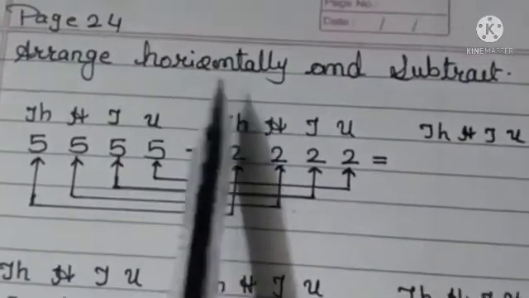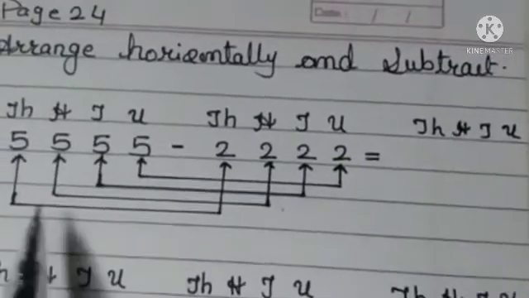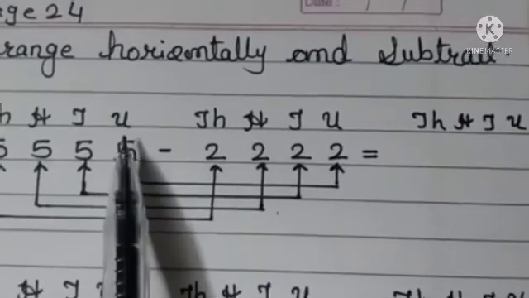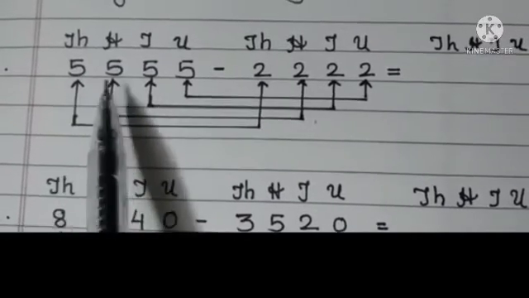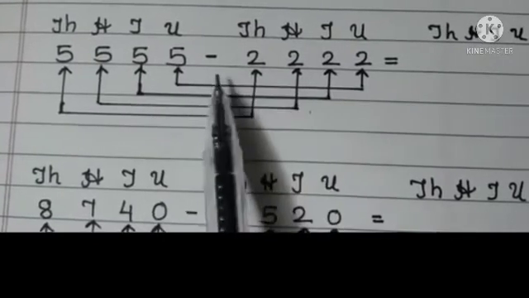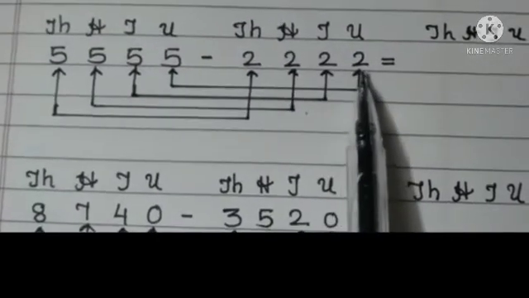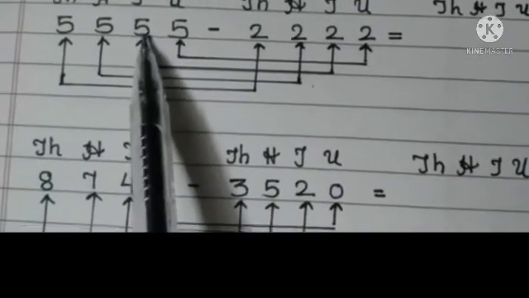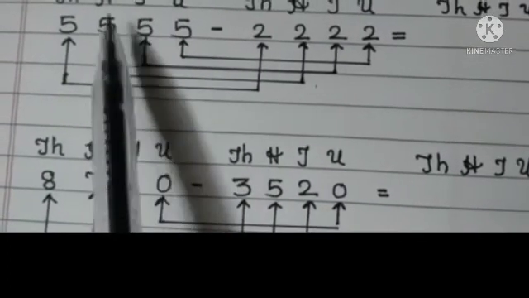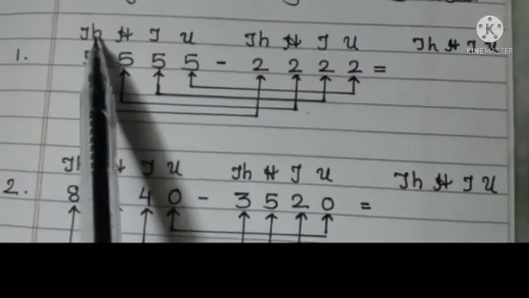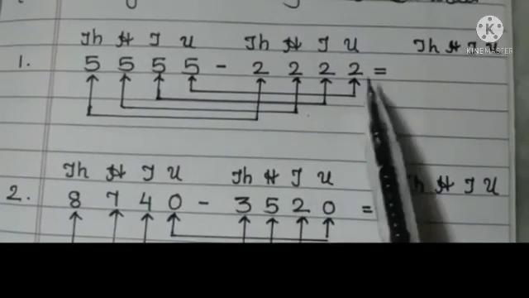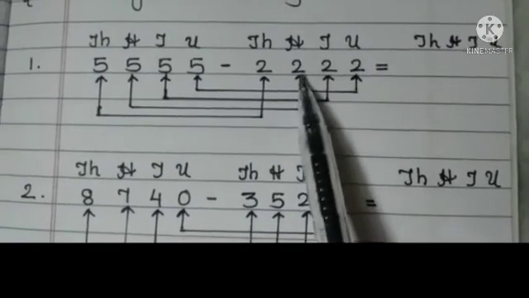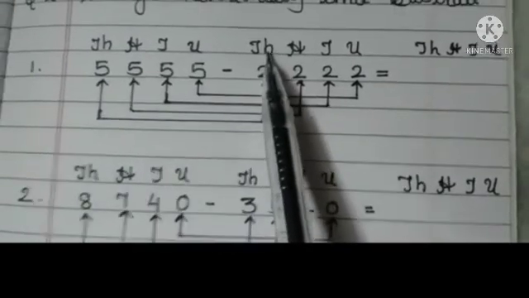Number 2, arrange horizontally and subtract. So arrangement is already given to you. Just we have to write the places to the number. So this first number is 5,555 minus 2,222. So see, in this number 5 is in units place. This 5 is in tens place. This 5 is in hundreds place. And this 5 is in thousands place. And in second number, this 2 is in units place, this 2 is in tens place, this 2 is in hundreds place, and this 2 is in thousands place.